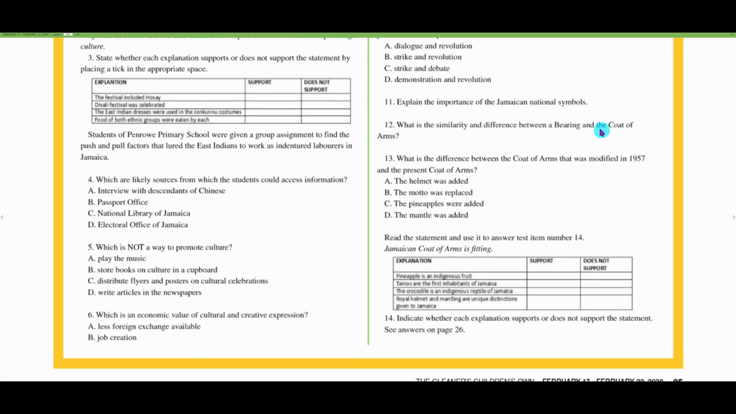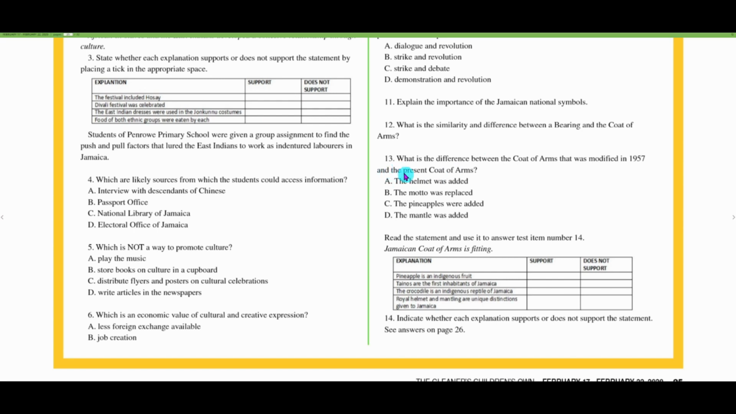All right. So what I remember is that the coat of arms is used to represent a country, while the bearing is more personal. Like in your family, it represents your family, like a family crest or something like that.